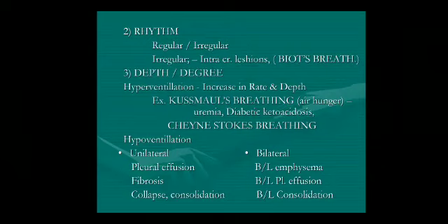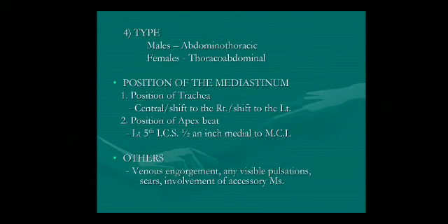So this is about the depth of respiration. And then coming to the type, that is, males abdominothoracic and females thoraco-abdominal. And you should also look for the different types of abnormal respiration, that is Kussmaul's breathing, which is also called air hunger, where there is increase in the rate and depth of respiration. And then Biot's breathing, Cheyne-Stokes breathing. So all these things you should see during inspection.